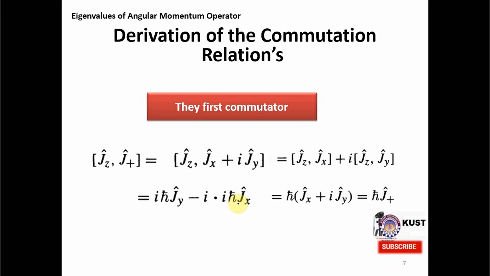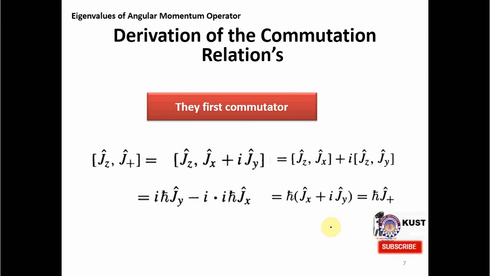And do another simple step, by taking h bar common from these two and calculating i times i, which is minus, so that you get Jx plus i Jy, which is the definition of J plus. Remember that J plus is equal to Jx plus i Jy, so we now get h bar J plus. So you've seen that it was a very simple calculation to get the commutation relation between Jz and J plus, which is equal to h bar J plus.